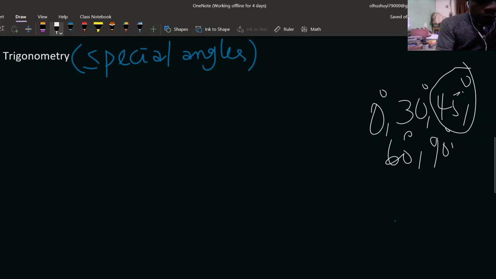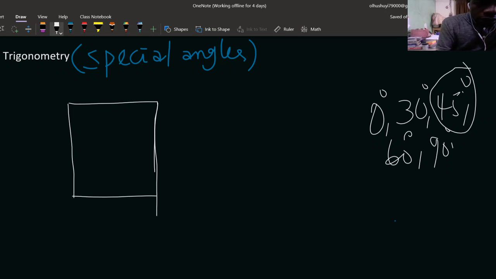So having a square, let's say this is a square. I'm going to draw my square this way. If this is a square, we all know this is 90 degrees, a right angle, a right angle, a right angle.